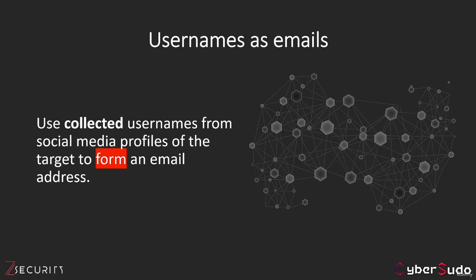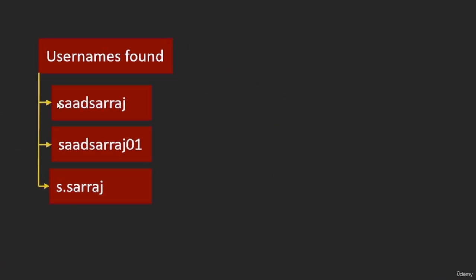Another method to find someone's email address is by using collected usernames from social media profiles or online accounts to form an email address. So let me show you an example. Let's say that I have gathered these usernames about a person. So the person has used Saad Sarraj as his Facebook username, and this one as his Instagram username, and this one as his LinkedIn username.